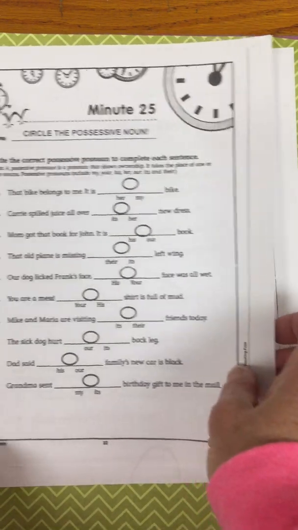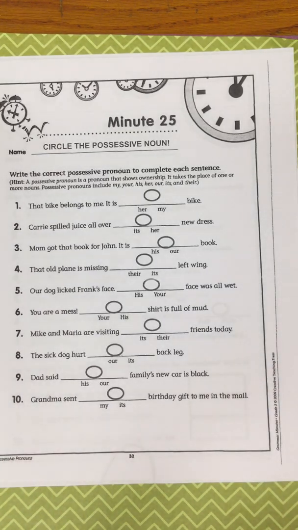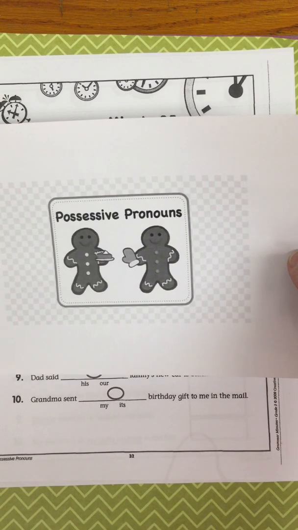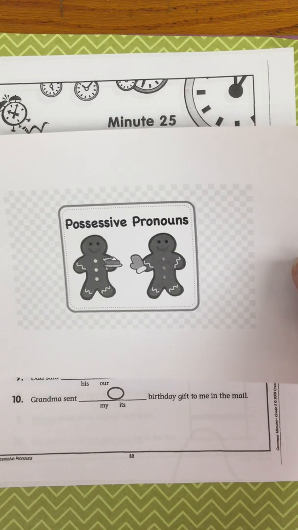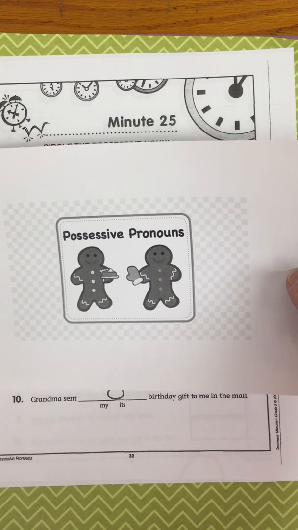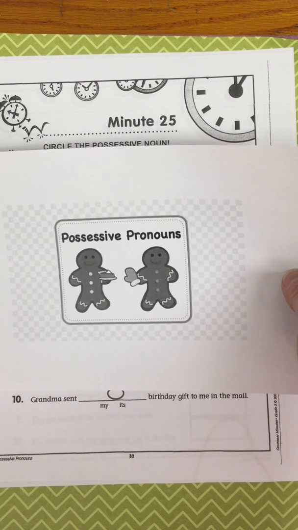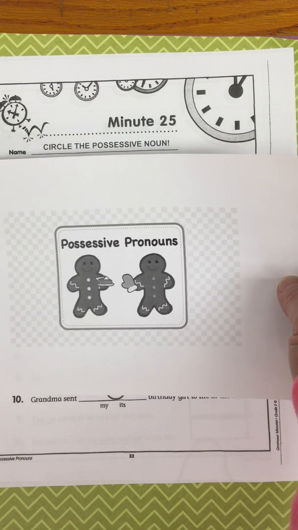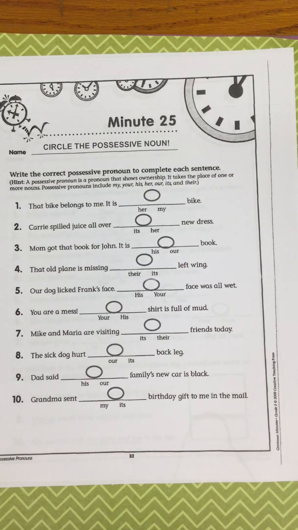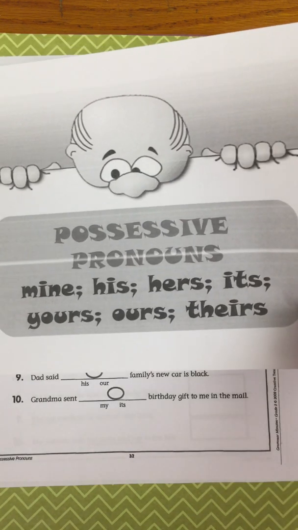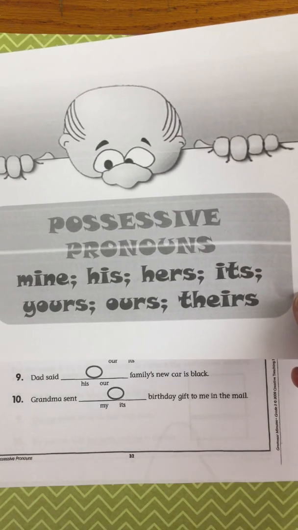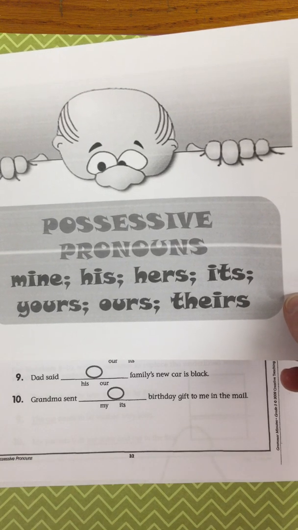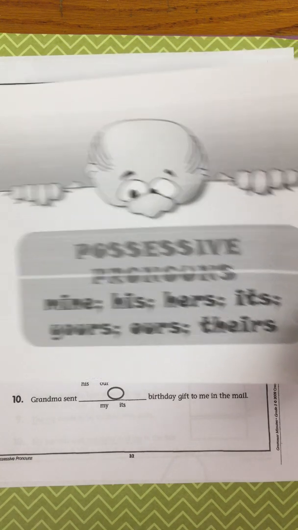All right. And then on Friday, the very last day of the week, possession. So possession means something belongs to you. So my little guys right here, one has a mitten and one has a piece of pie. So that belongs to them. Possession means belonging or owning something. Okay. So here are some possessive pronouns. Mine, his, hers, its, yours, ours, and theirs.